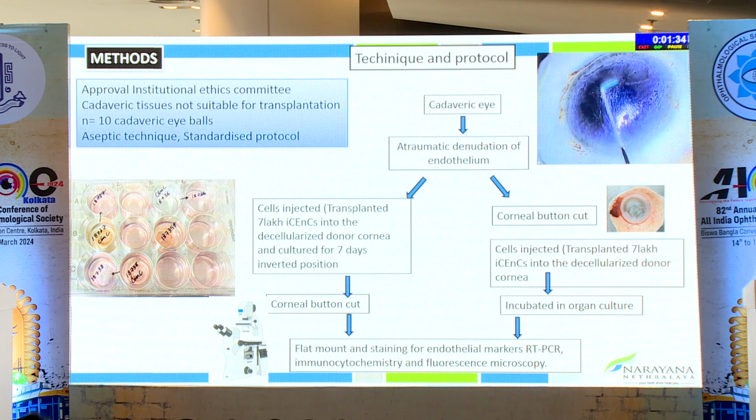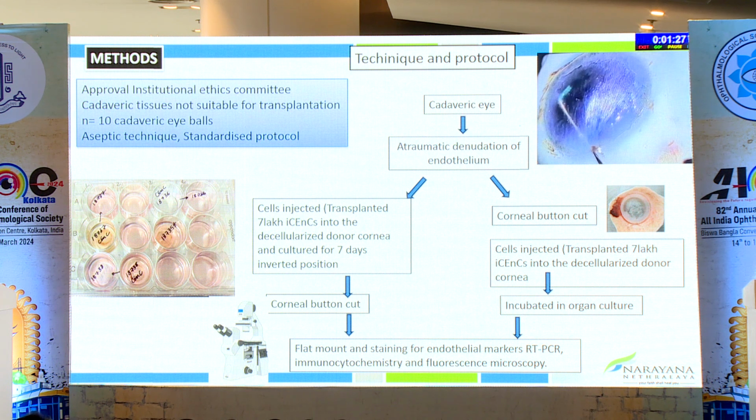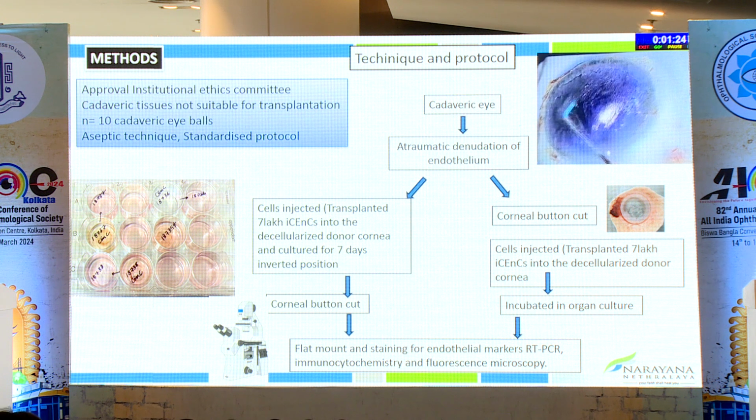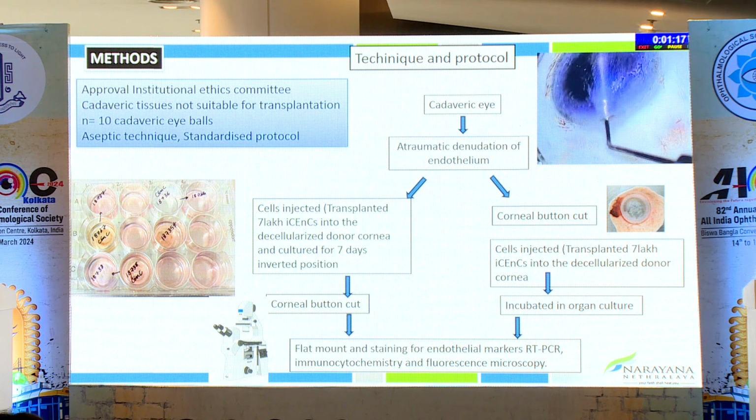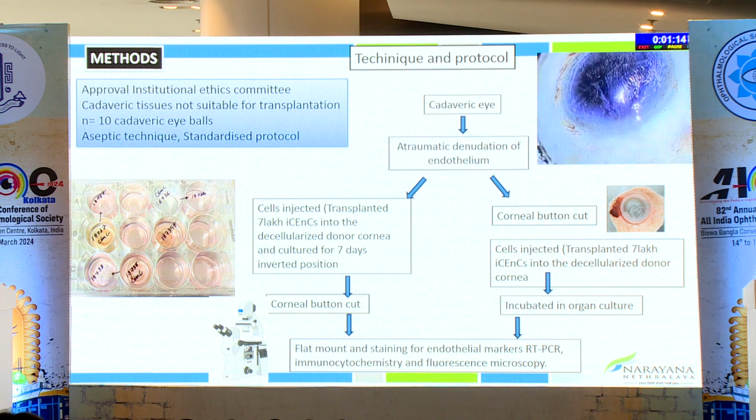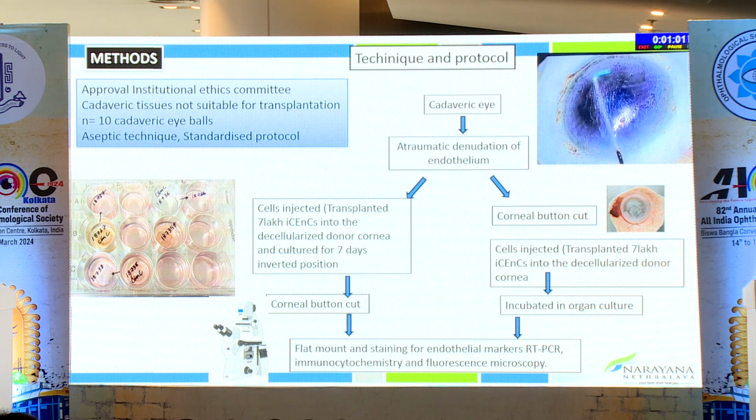The way we did it was, we got the institutional ethics committee approval. We looked at 10 cadaveric tissue eyeballs, and by a standardized protocol, we then looked at how to integrate these cells. On the right side, the video playing is how we do atraumatic denudation of the endothelium. You have to make sure, because we need the DM to remain as a substrate for the cells to grow on, it has to be atraumatic, and we cannot strip off the DM how we do for a normal endothelial keratoplasty. The cells were injected in two ways. One was into an intact eyeball, and the other was placed onto the corneal button to see which would adhere better. And then after a period of time, we looked at the markers on the cells.